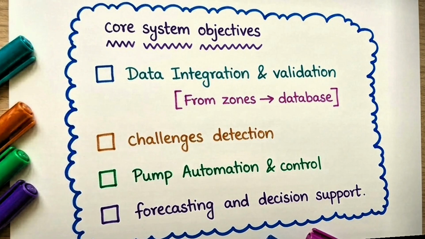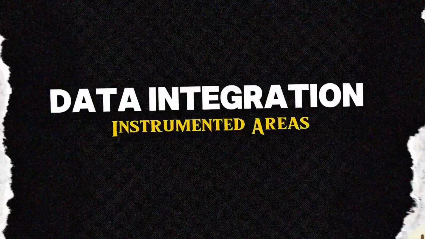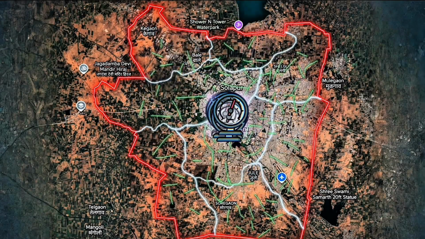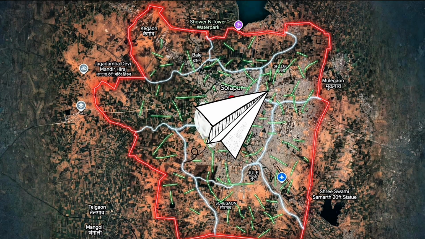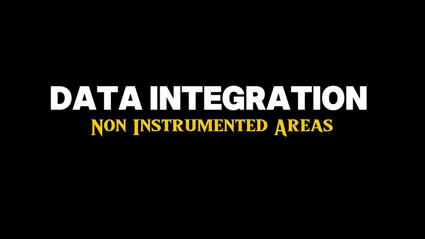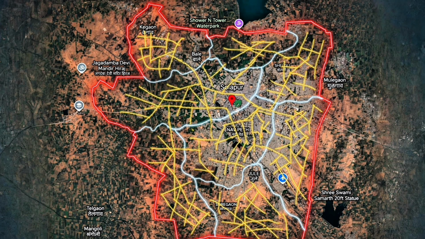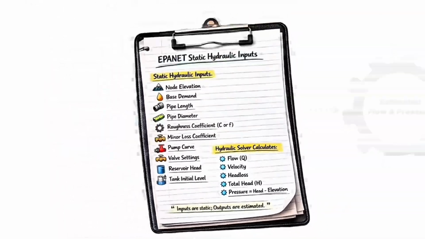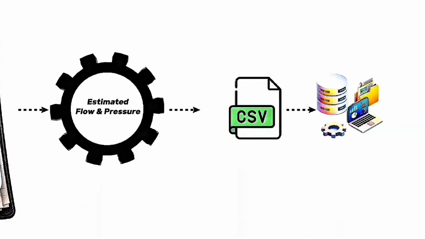We begin with the data integration and validation. Data is collected in 2 ways, from instrumented and non-instrumented areas. In instrumented areas, real-time pressure and flow data are collected through SCADA using RTU and PLC systems. This data is integrated into our system via API calls and stored in the database. In non-instrumented areas, we use an EPANET-based network model of Solapur. It takes hydraulic inputs like base demand, pipe length, and diameter to estimate flow and pressure, which are then stored and integrated into our system.